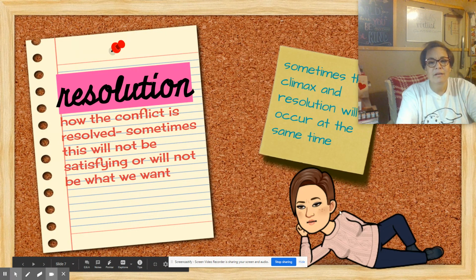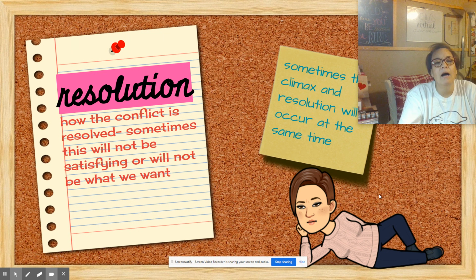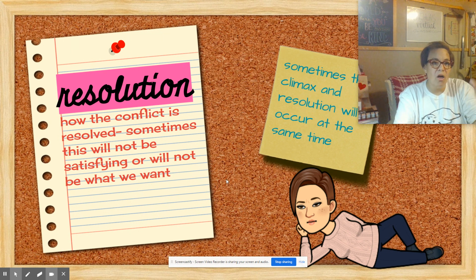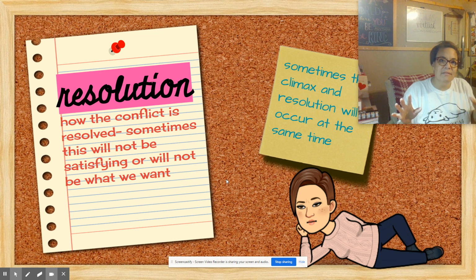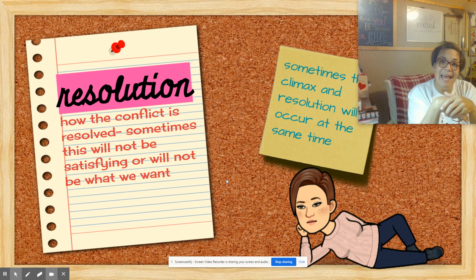And on the resolution, I put myself as a Bitmoji down here, being like, oh, I'm tired, I'm all done. Because the resolution is when everything is resolved. So the conflict is resolved in some way. And as I said before, sometimes there is no resolution, or it's not resolved. The story can just end. So the resolution may be dissatisfying to the reader.